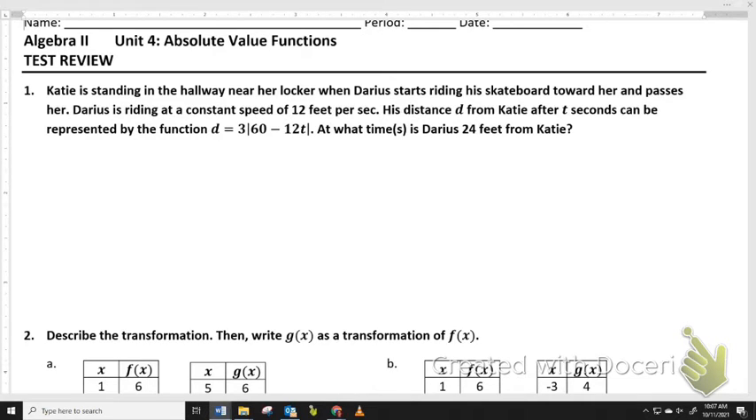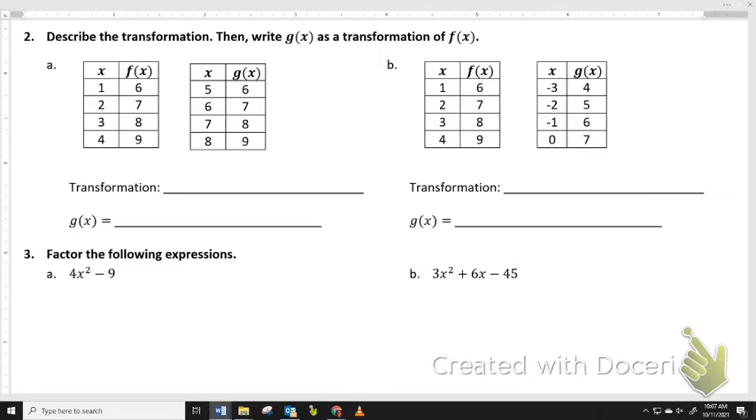I want to open it up first and ask if you guys have any specific questions. Are there any problems that you're like, this one right here? I need help with this one. I don't know what I'm doing. Yes, sir. Number 2, absolutely.